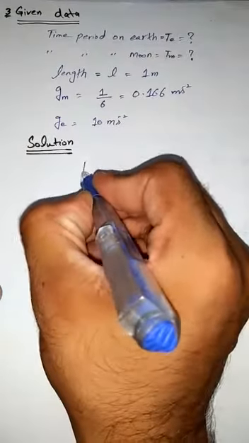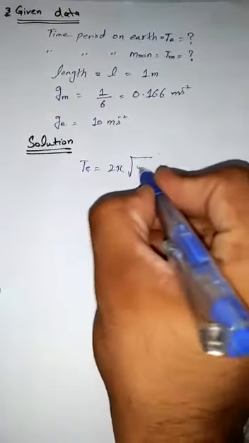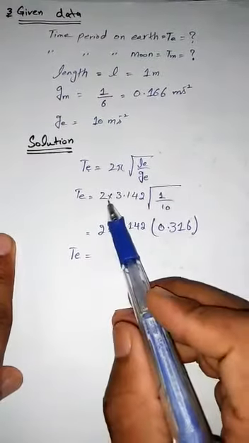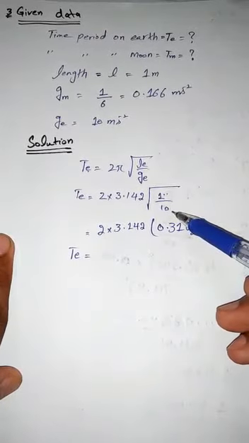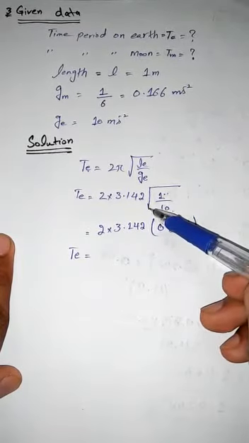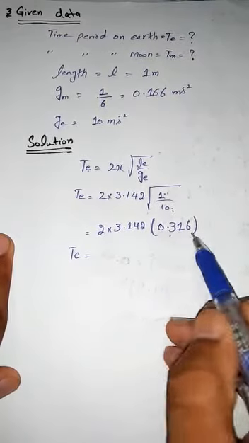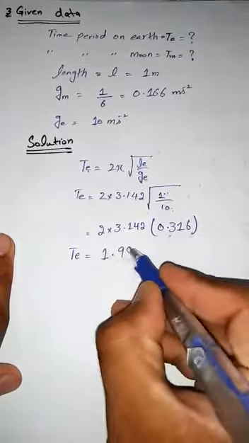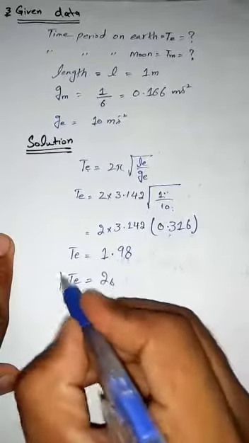So we know the formula for the time period on Earth: 2 pi square root Le over Ge. Now by putting values, using the calculator, we divide 1 by 10 first, and take the square root of the answer. Now by using the calculator we multiply both values, and the answer will be 1.98. So rounding off, the answer will be 2 seconds.